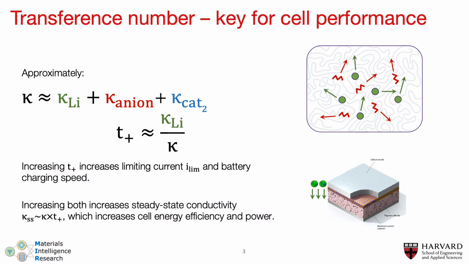I'm sure that most of you are familiar with the concept of transference number, but let me quickly recap what it means. Approximately, the transference number is the fraction of total conductivity that is carried by the cation of interest. The cation of interest, of course, can be sodium, lithium, or any other cation. And the transference number is therefore a key measure for cell performance.